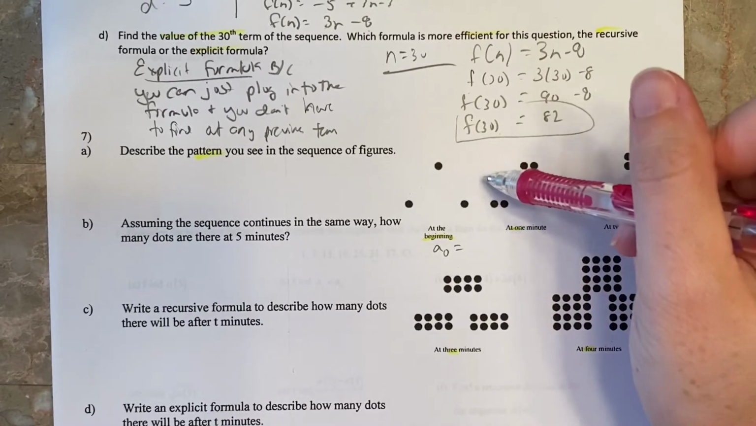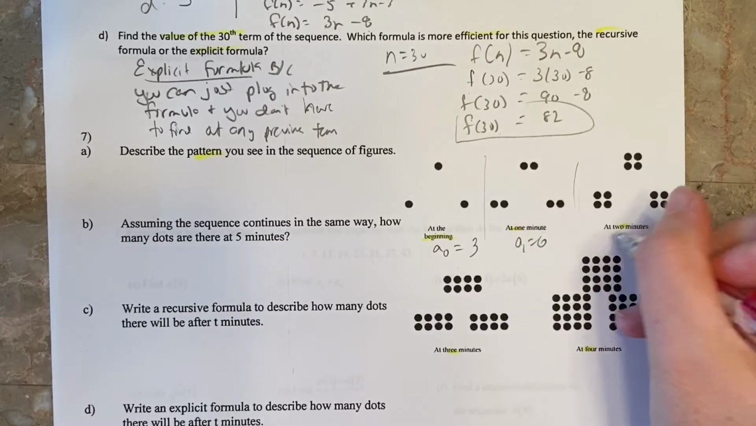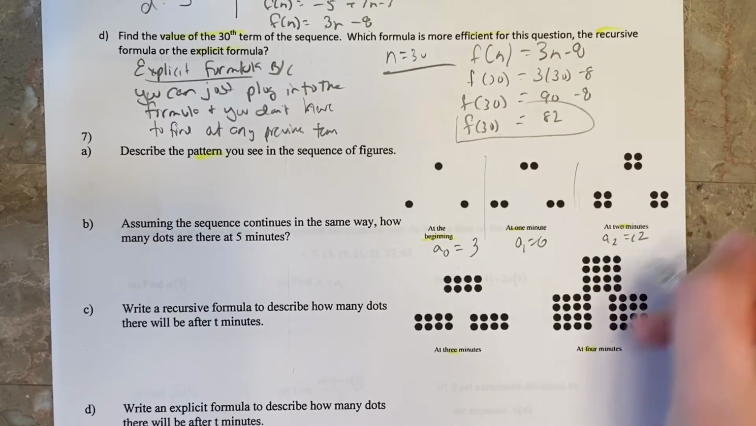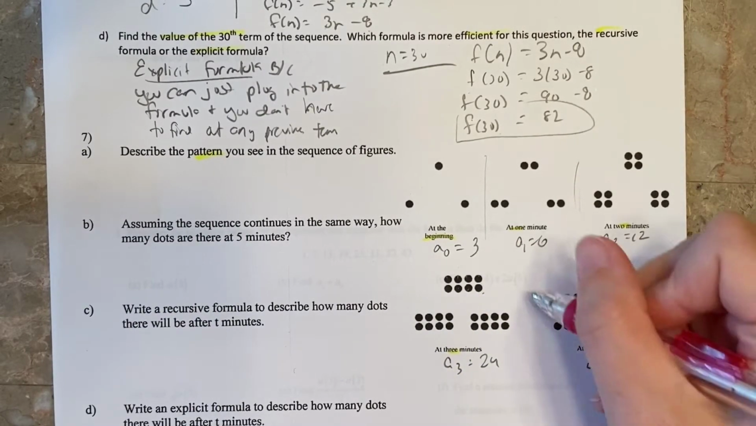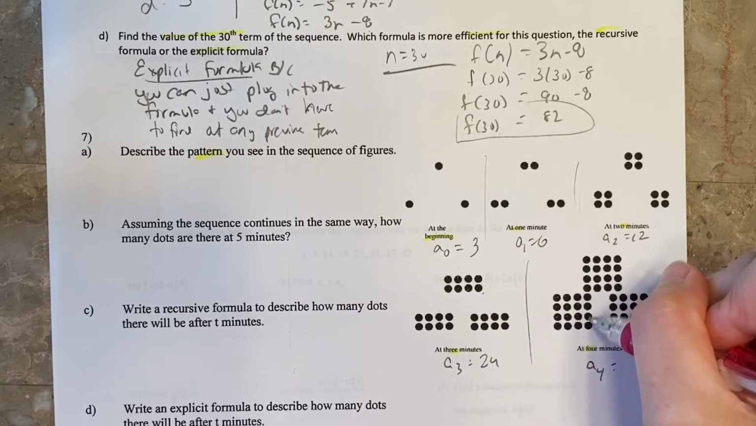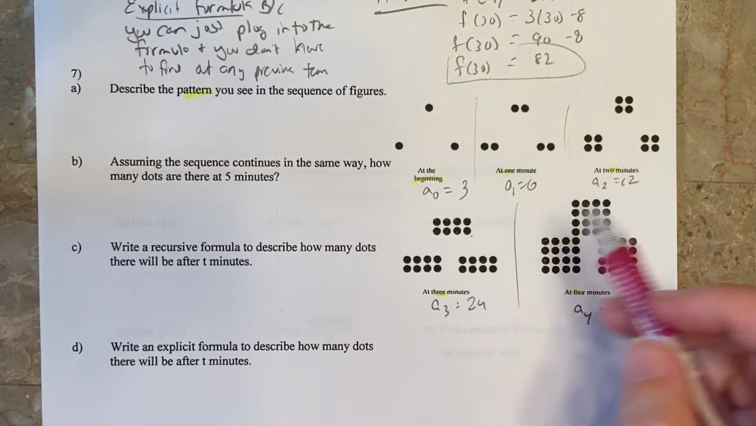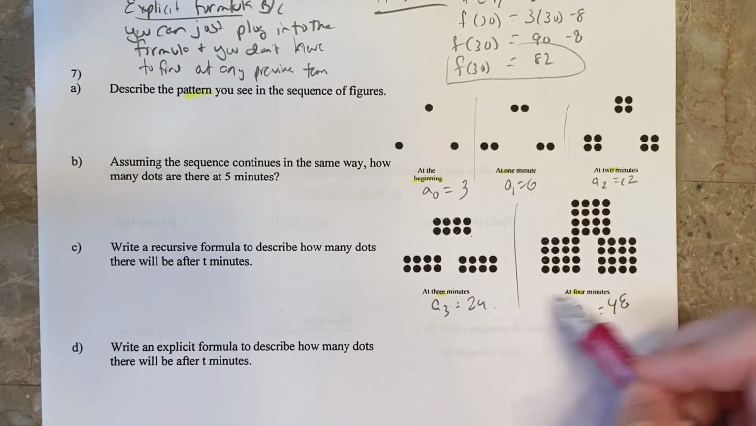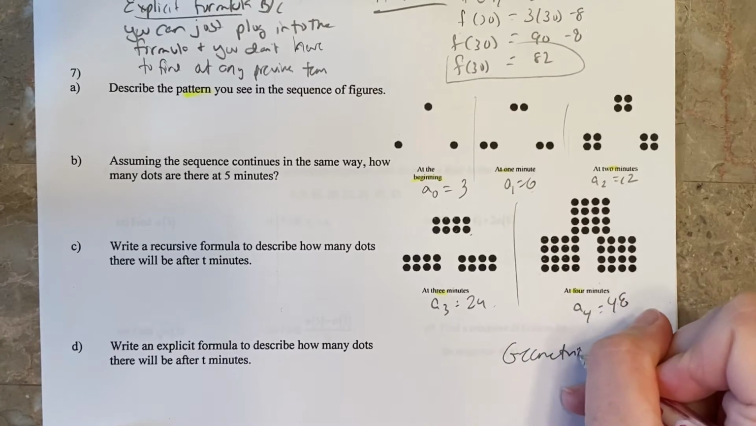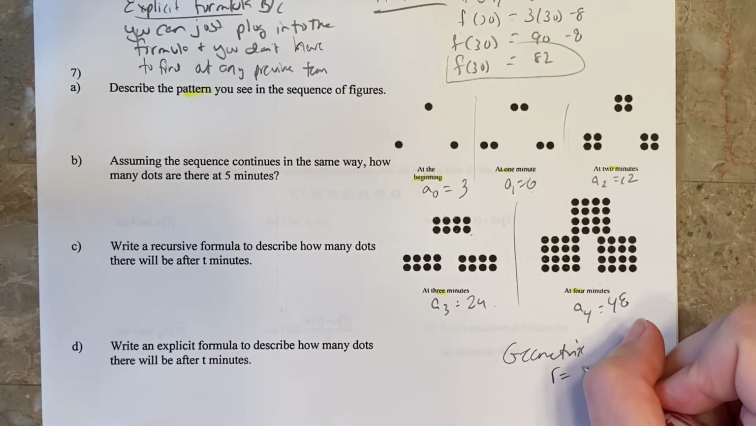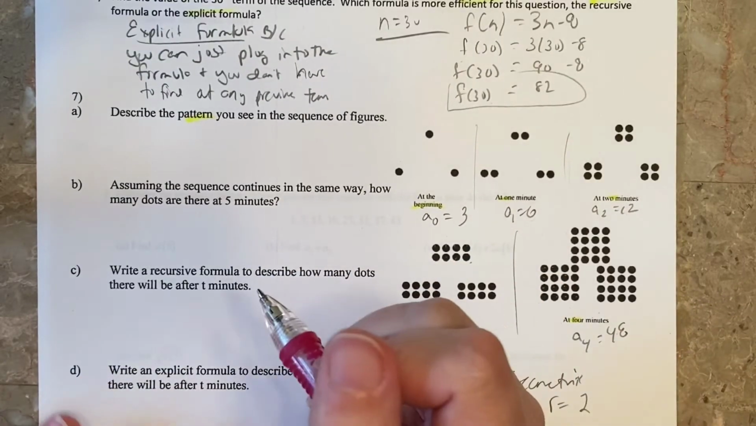So a sub 0 is 3. A sub 1 is 6. A sub 2 is 12. A sub 3 is 24, and a sub 4, 16 times 3, is 48. Okay, lots of dots to count. So what is the pattern? 3, 6, 12, 24, 48. Hope you can see that the rule is that this is geometric. Okay, it's geometric, and the common ratio is 2.